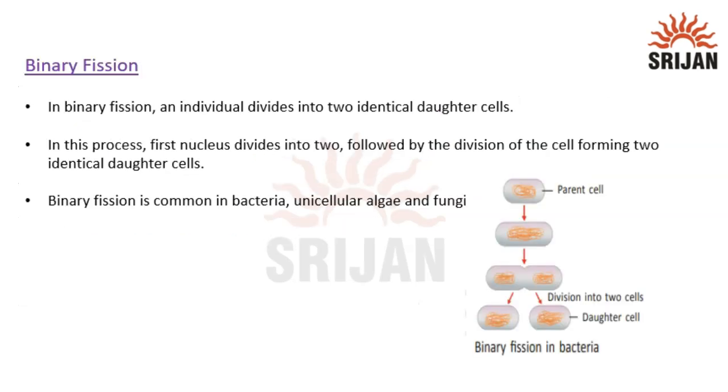First, we have binary fission. In binary fission, what happens is there is one individual which divides itself into two identical daughter cells. How does the process begin? The process begins by first dividing the nucleus into two, followed by the division of the cell, forming two identical daughter cells. Binary fission is common in bacteria, unicellular algae, and fungi. In this figure, we can see that there is a parent cell. Its nucleus started dividing into two, and it got divided into two, and then it was further divided into two individuals. This is known as binary fission.